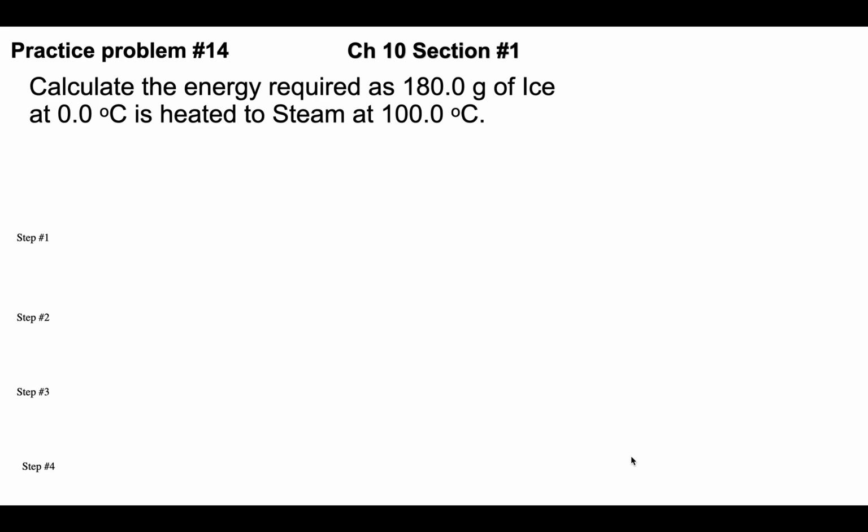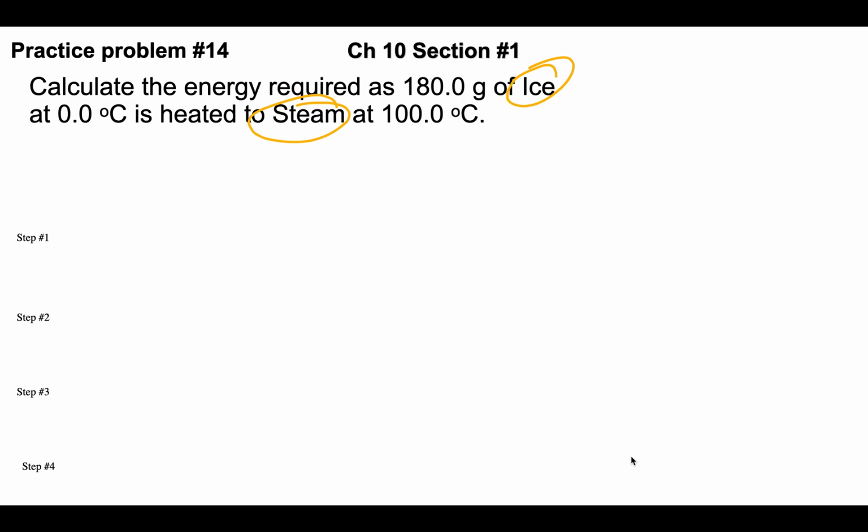All right, for problem number 14, we're going to have 100 grams of ice at 0 degrees Celsius, and we're going to heat it to steam at 100 degrees Celsius. Now, the key portion, make sure you understand this, is that we have ice and we want to go to steam. We're not taking liquid at 0 degrees and then raising it to 100 degrees.